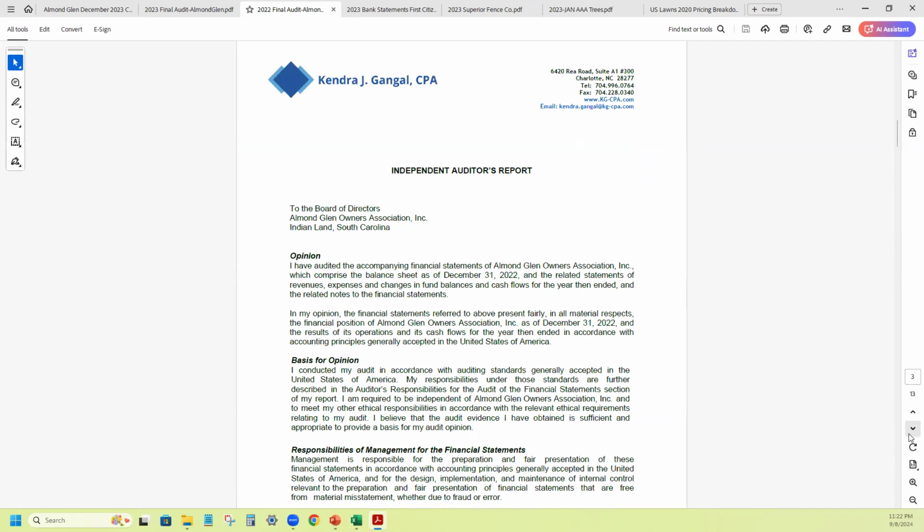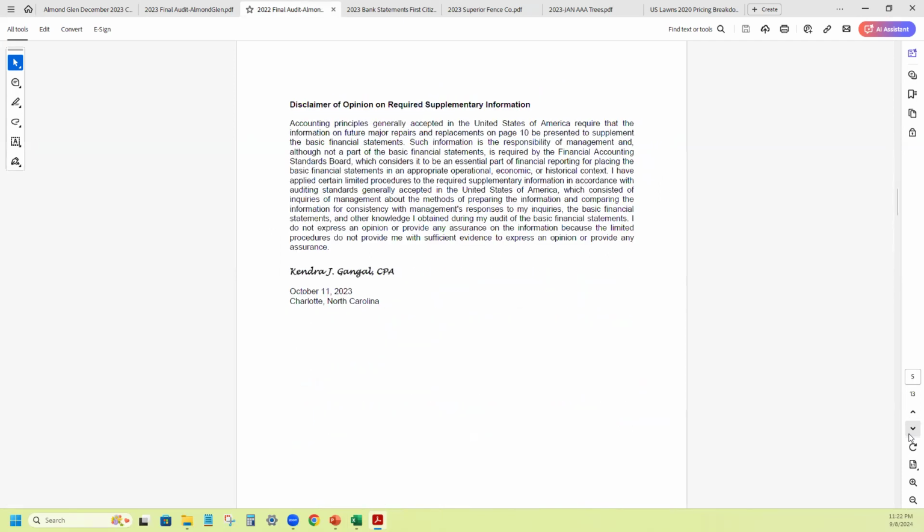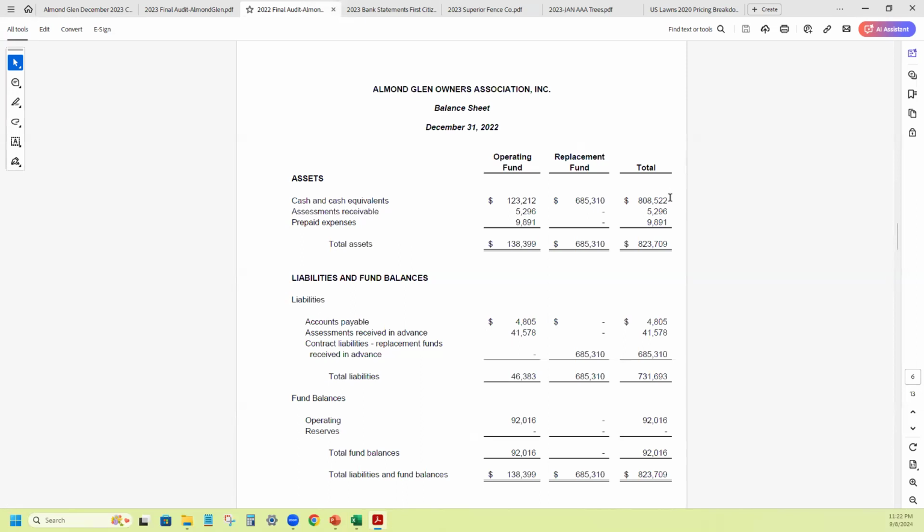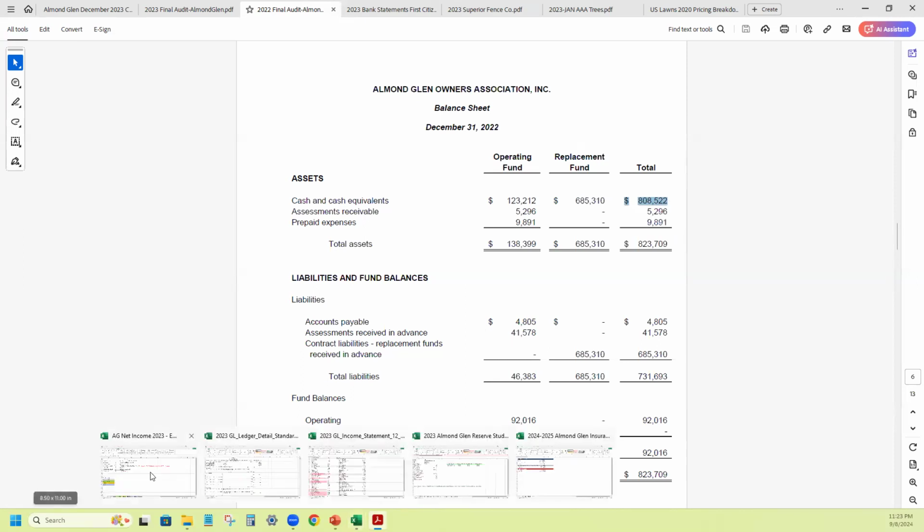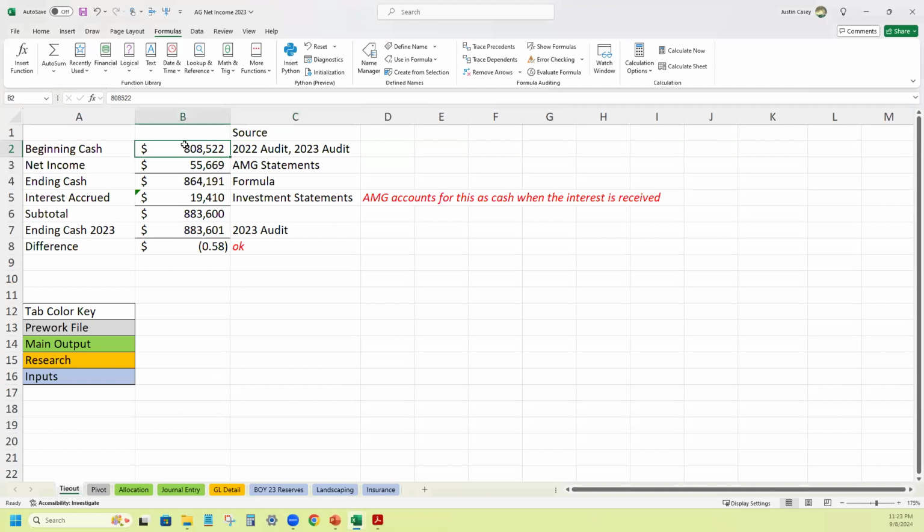They're looking at the bank statements and the investment statements, and they are making the determination, with a high level of reasonable assurance, that AGOA Inc. had $808,000 at the beginning of 2023. Okay, we put that beginning cash number here. Then the ending cash number here, and then we'll back into the fluctuation.